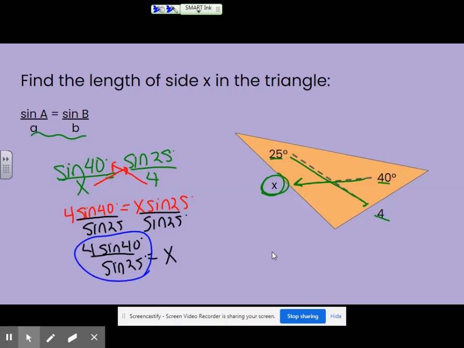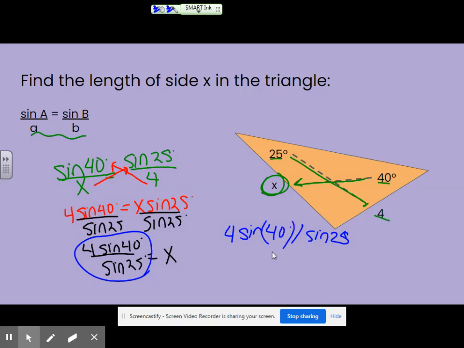I'll say with caution that we are just going to be throwing this into our calculator. But remember that calculators don't read the way that we do. They have a very specific way of reading order of operations, and this is where parentheses will absolutely save your life. Because if I just type in 4 sine of 40 degrees divided by sine 25 degrees, it's going to read 4 times the sine of 40 degrees divided by the sine of 25 degrees, which is a very, very weird thing.